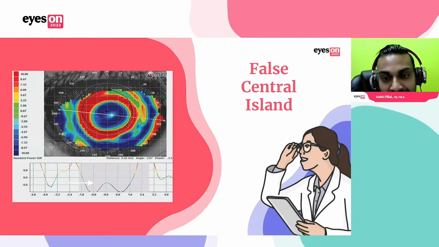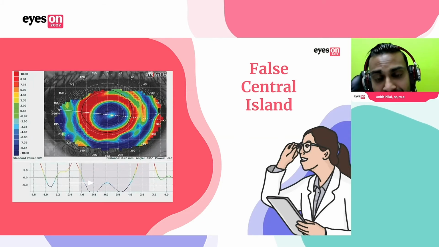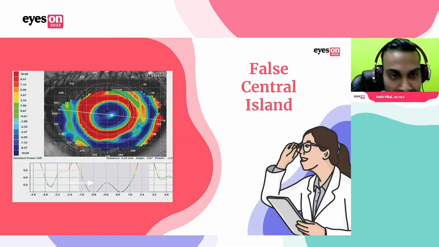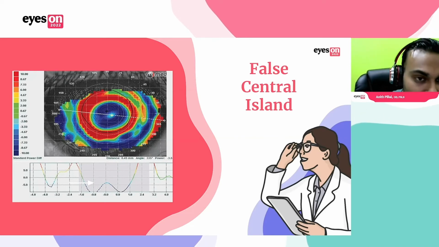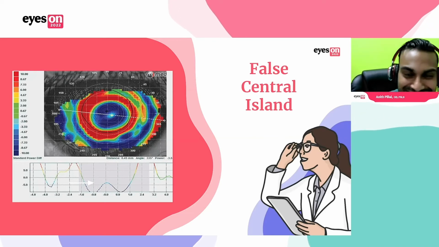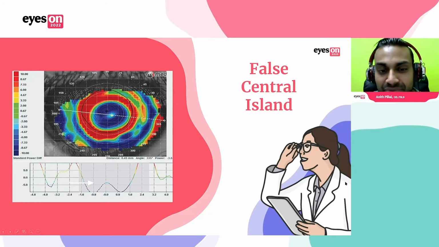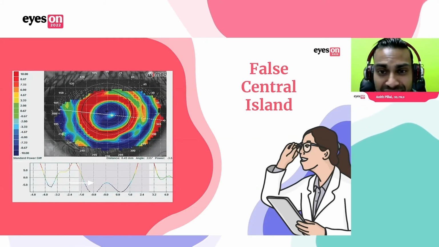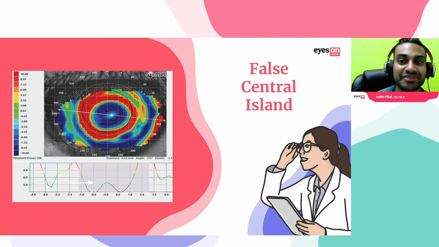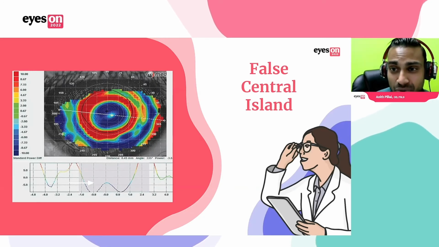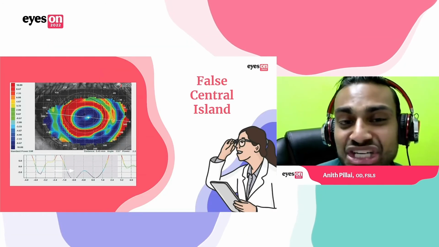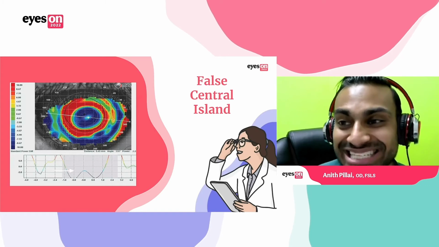A false central island is different. It's important to distinguish these two because they're caused by different things and they're treated completely opposite. While they look similar on topography, you see that the central steepening is not as big. The reason for this is not true, too much sagittal depth. This is caused by mechanical compression. This is when the base curve is too flat and it's actually rubbing up against the cornea and causing central SPK. And the topography is misinterpreting that epithelial disruption as steepening.